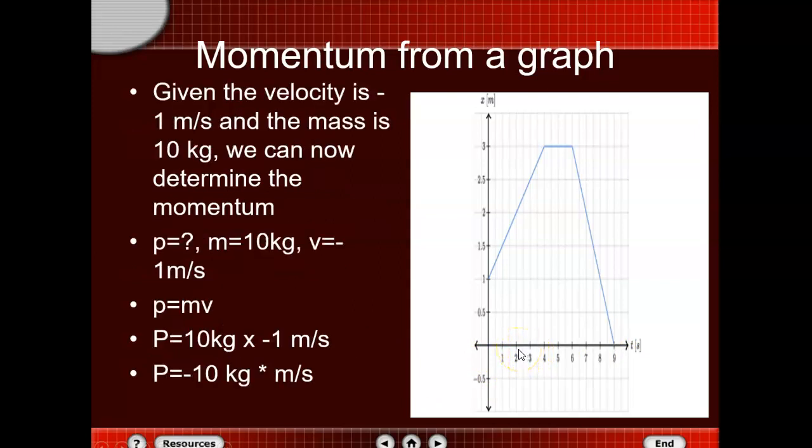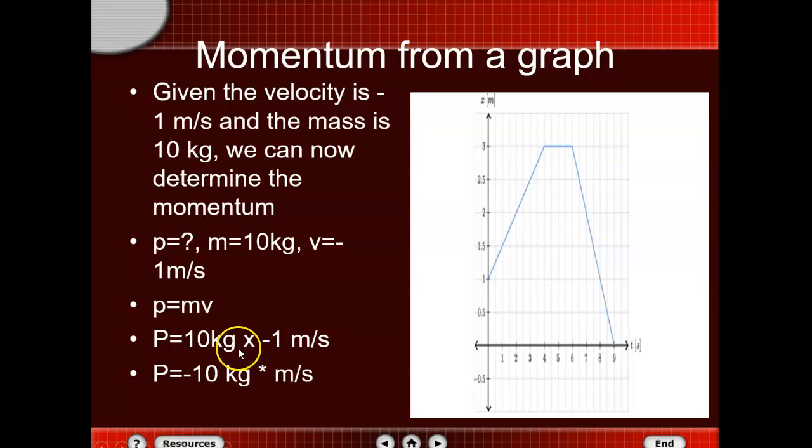It's negative 1. So, because I know the velocity is negative 1 and the mass is 10 kilograms, we can determine the momentum. We don't know the momentum, we know the mass is 10 kilograms, we know the velocity is negative 1 meter per second. So momentum is simply multiplying the mass times the velocity. So the momentum for t equals 6 to t equals 9 is 10 kilograms times negative 1 meter per second, or negative 10 kilograms times meters per second.